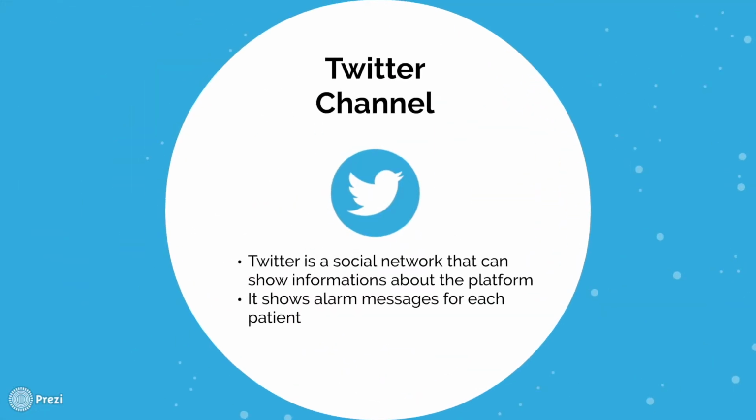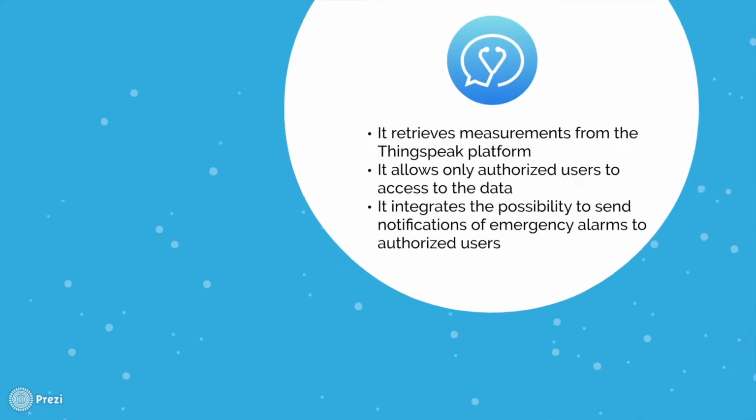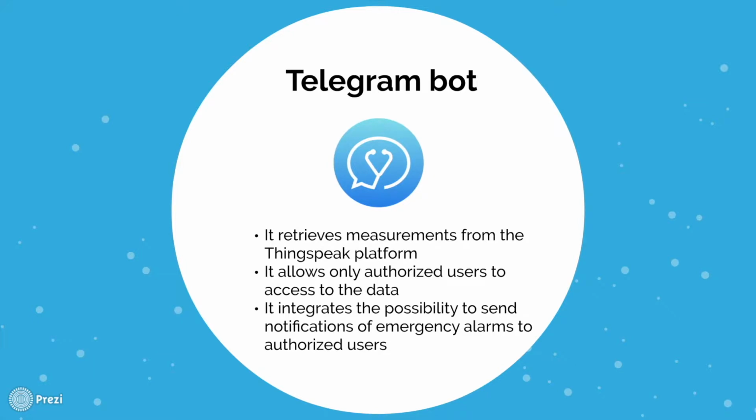Twitter is a social network that can show information about the proposed platform. It also integrates the possibility to show alarm messages sent by the Alarms Handler microservice. The PSPM Telegram bot is a service to integrate the proposed infrastructure into the Telegram platform, which is a cloud-based instant messaging infrastructure. It retrieves measurements from the ThingSpeak platform and allows only authorized users to access them.